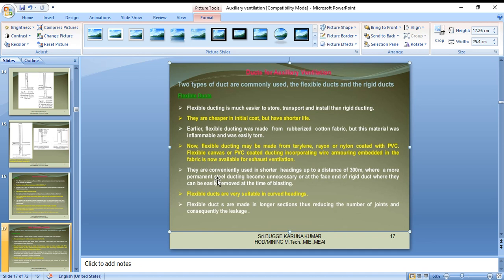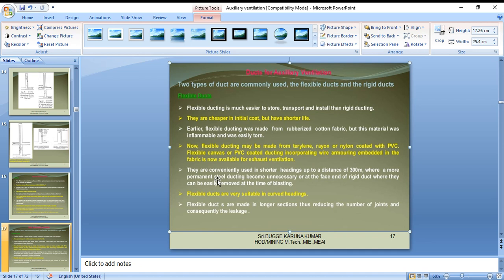Earlier, flexible duct was made from rubberized cotton fabric, but this material was inflammable and was easily torn. Now, flexible ducting may be made from terylene, rayon, or nylon coated with PVC. Flexible canvas or PVC coated ducting incorporating wire armor embedded in the fabric is now available for exhaust ventilation.